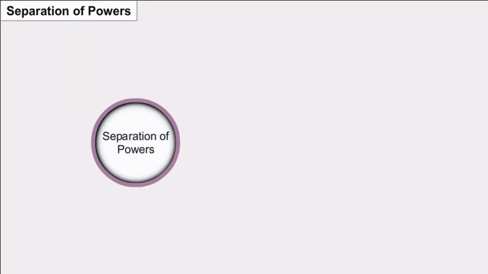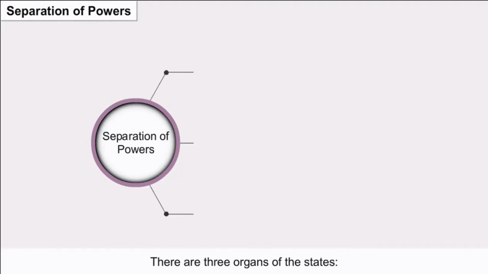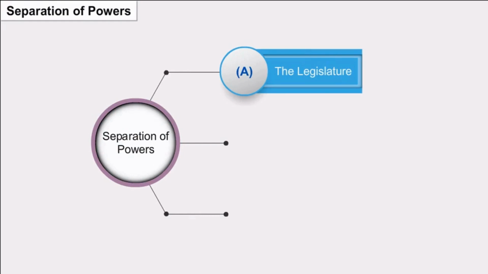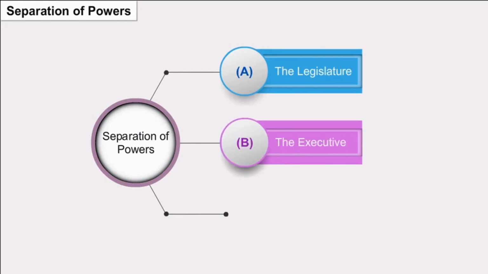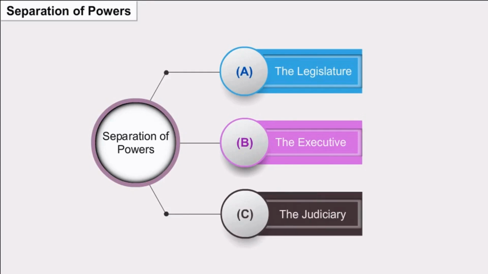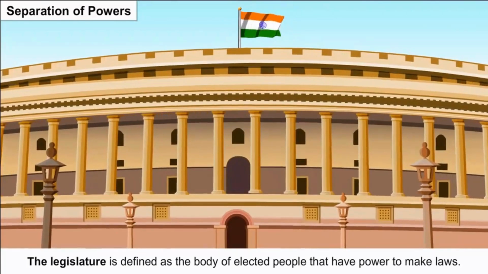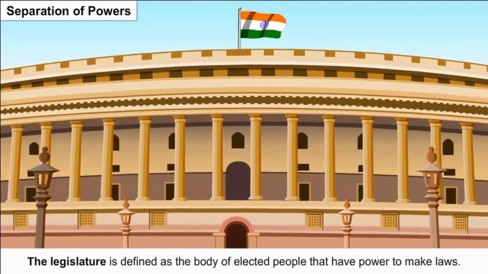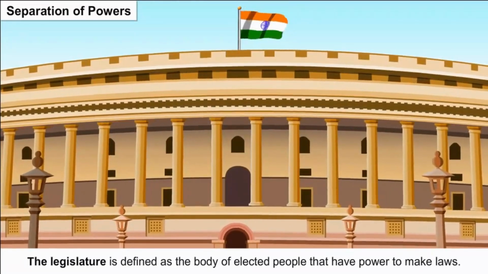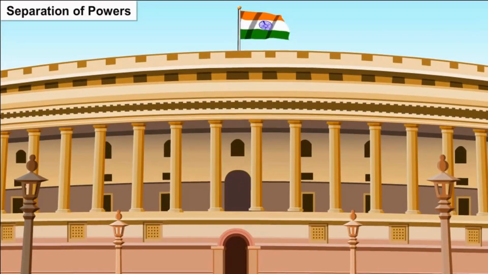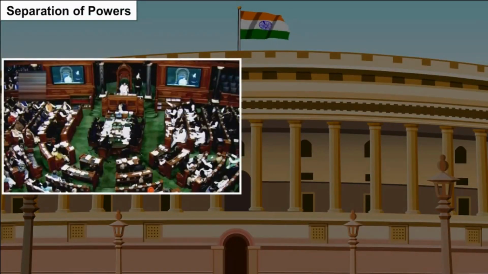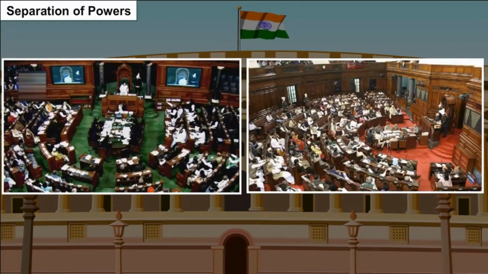Separation of powers. There are three organs of the states. A. The legislature. B. The executive. And C. The judiciary. The legislature is defined as the body of elected people that have power to make laws. Example, Lok Sabha and Rajya Sabha.